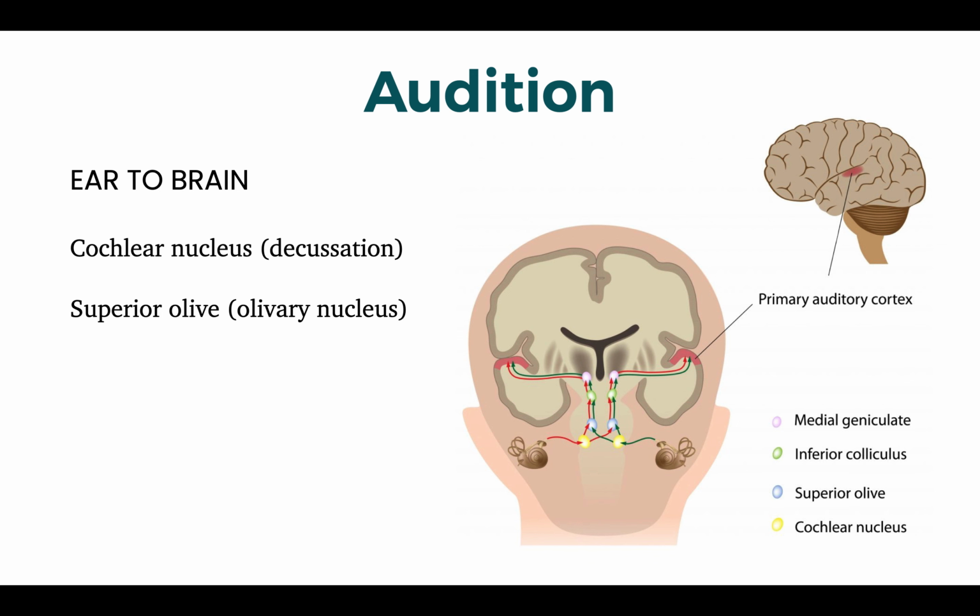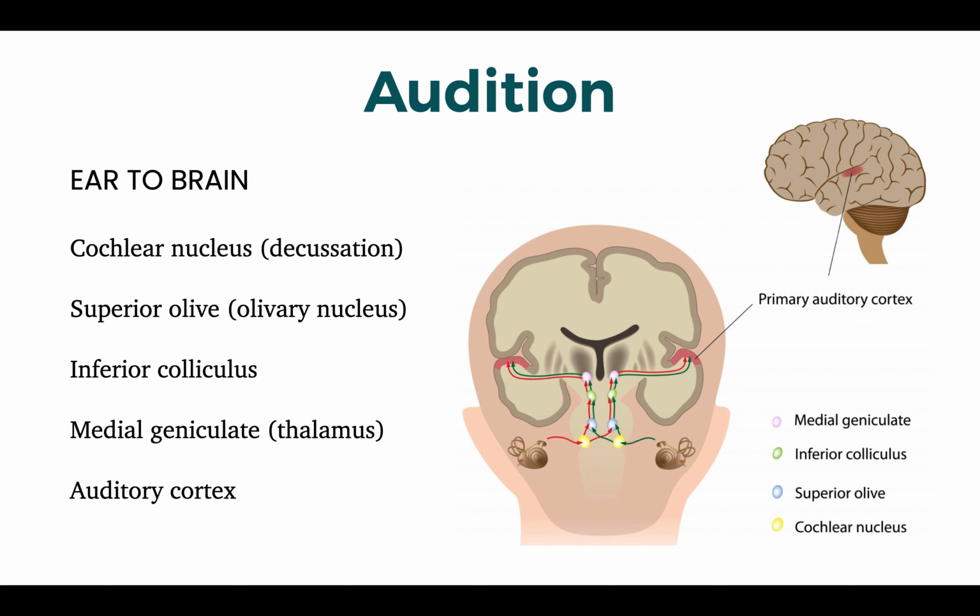Decussation. Things go up to the superior olivary nucleus, then to the inferior colliculus, then to the medial geniculate in the thalamus. Remember, the LGN, the lateral geniculate, deals with visual information. The medial geniculate deals with auditory information. And then that auditory information goes to primary auditory cortex.